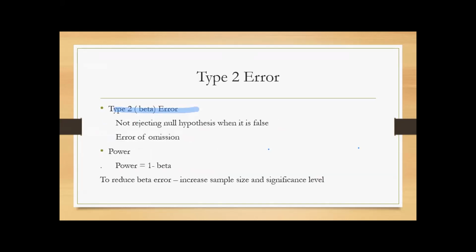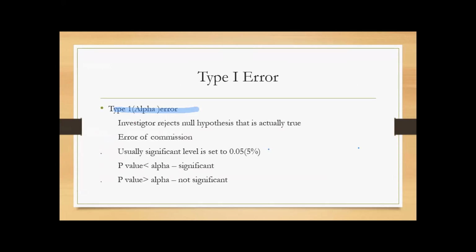There comes the type 1 error, which is also called the alpha error. In this, the investigator rejects the null hypothesis, but the null hypothesis is actually true. It is called the error of commission. Usually the significance level is set at 0.05, that is 5%. This alpha has to be set before starting the study, and it means that there is a 5% chance of false positivity in your study.